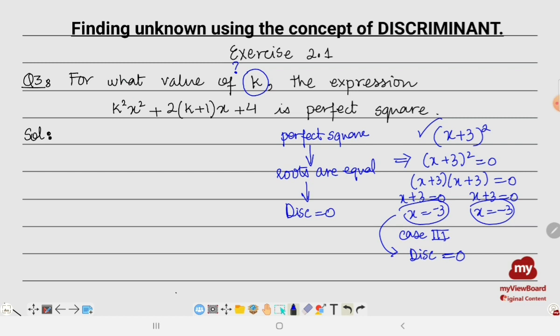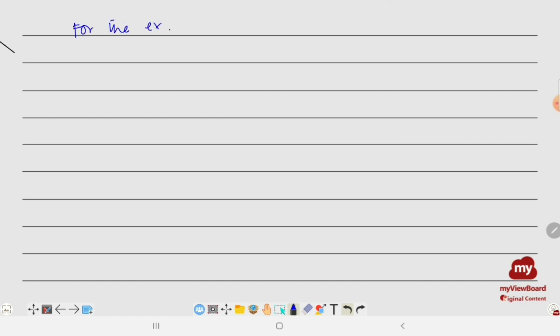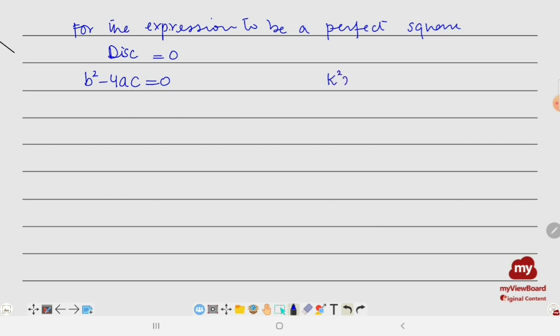For finding the value of the unknown, we need one equation, and that equation we will get from the concept of discriminant. So I'll write the question again: for the expression to be a perfect square, its discriminant should be equal to 0. Now what is the value of the discriminant? The formula for the discriminant is b square minus 4ac. I'm writing down the equation here so that we can easily sort out the values of a, b and c from the given quadratic expression.